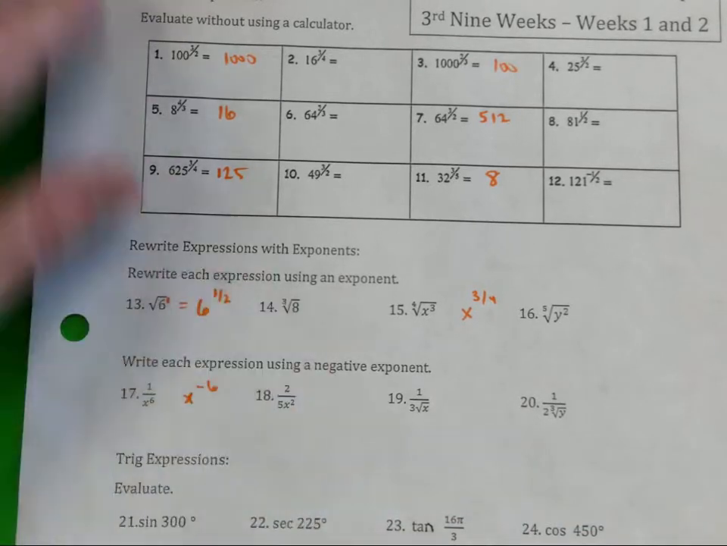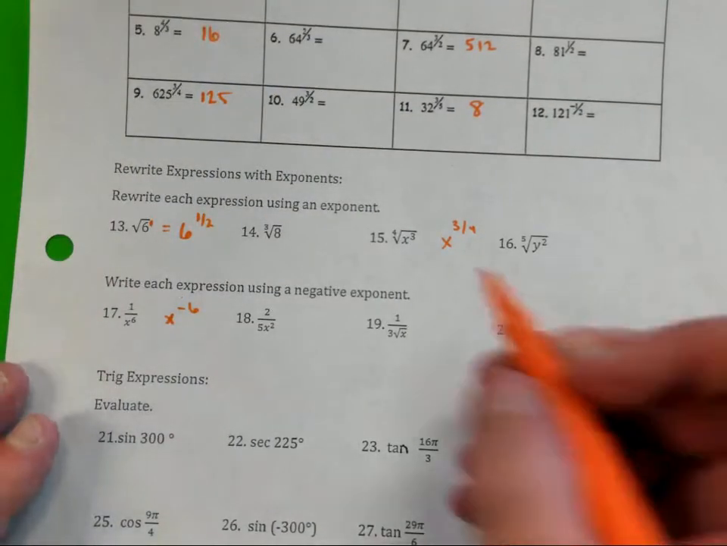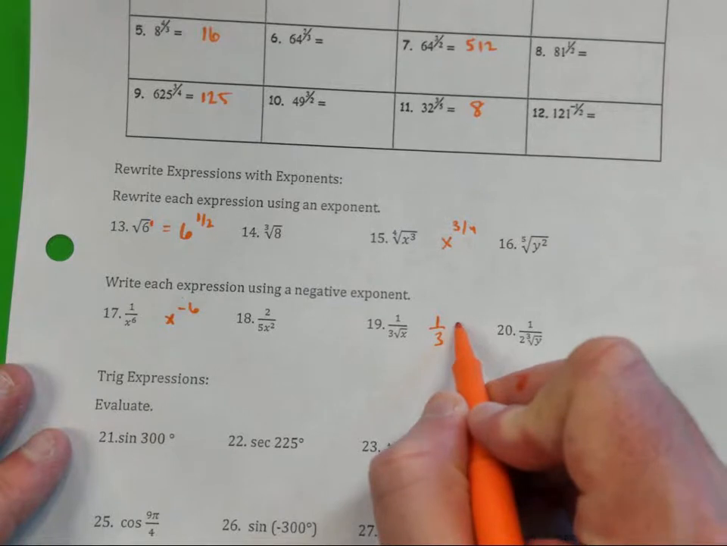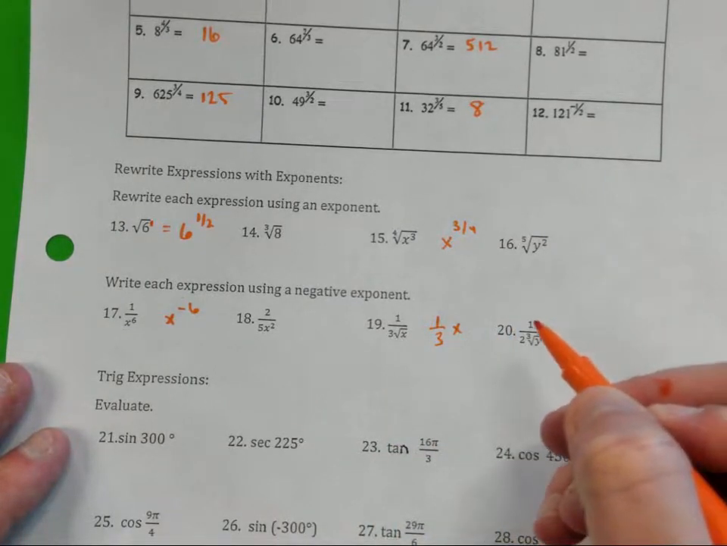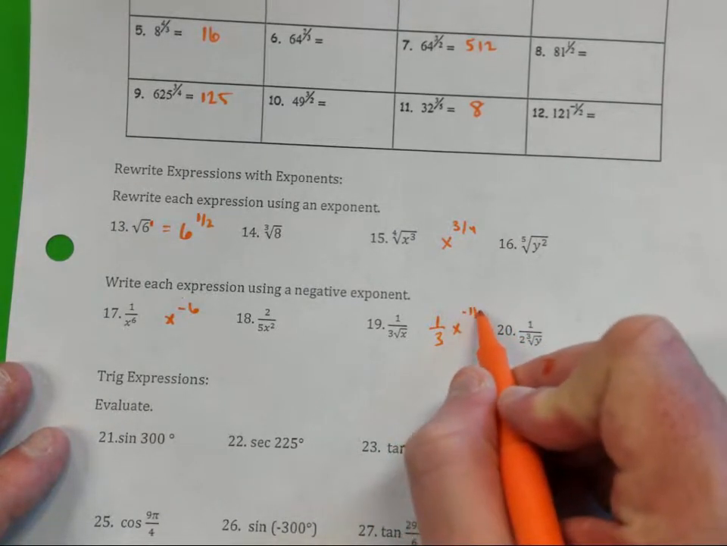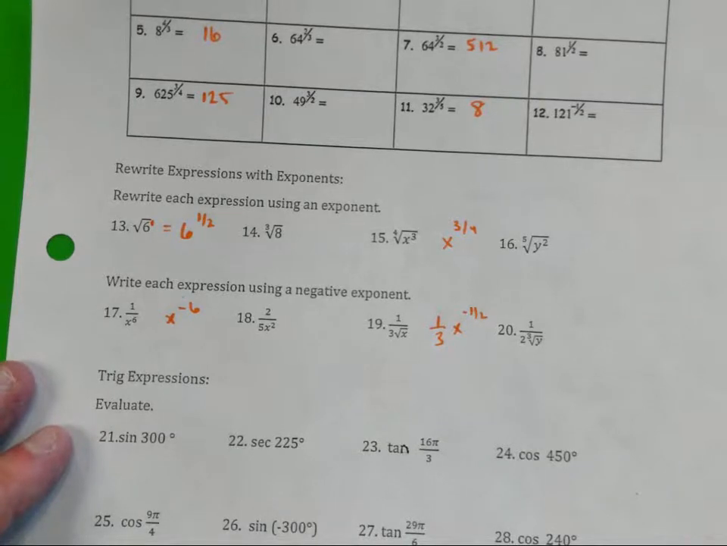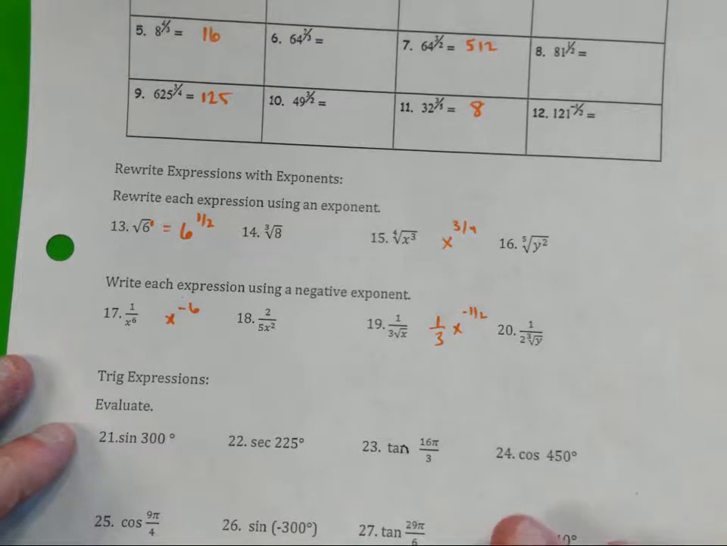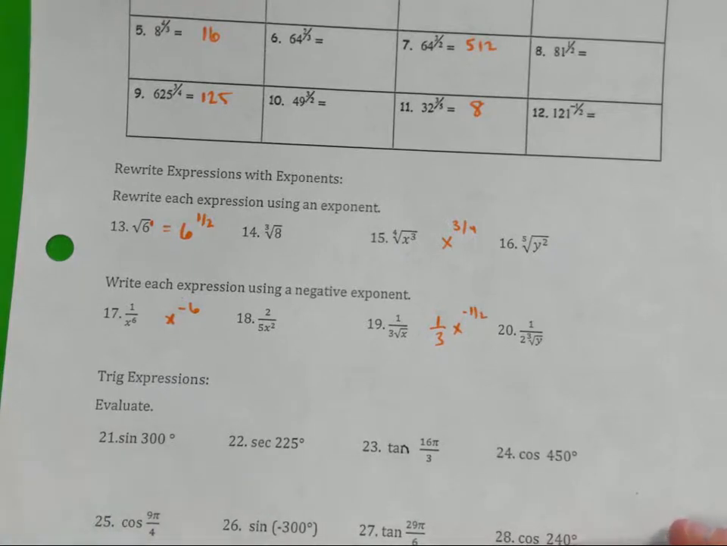Now, number 19, the way I would do this one, guys, I would simply keep the 1/3 like that and put x to the negative what? 1/2. Okay? Because that is in the denominator. I'm going to rewrite that square root as an exponent, so that's 1/2. This is the denominator. I'm putting negative 1/2, and just put that 1/3 out on the side as the coefficient. Does that make sense? Okay.